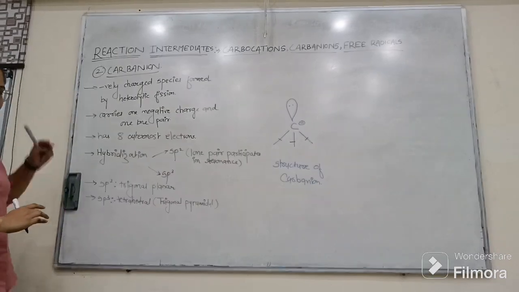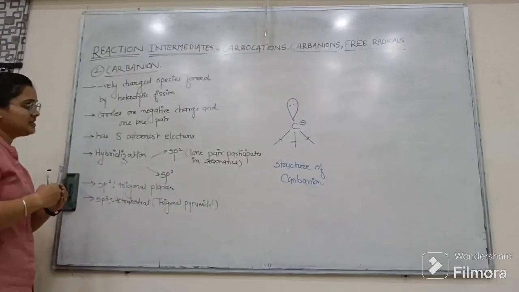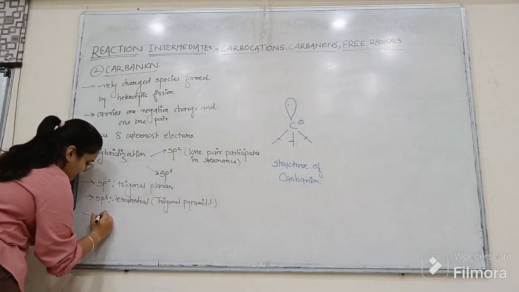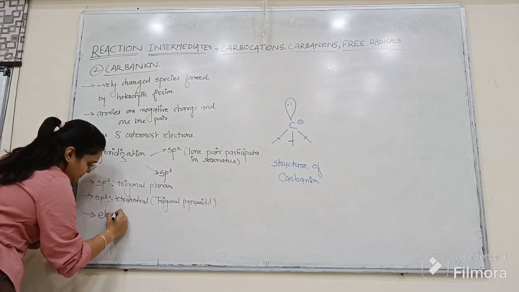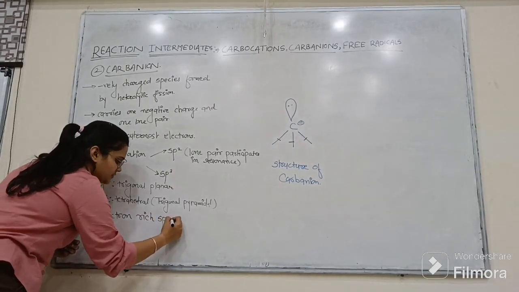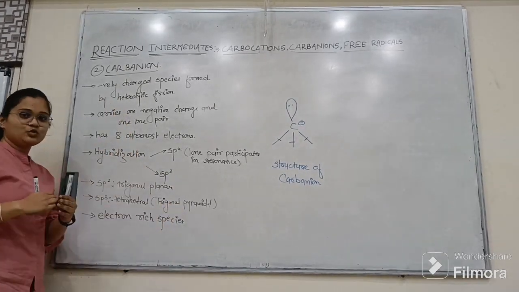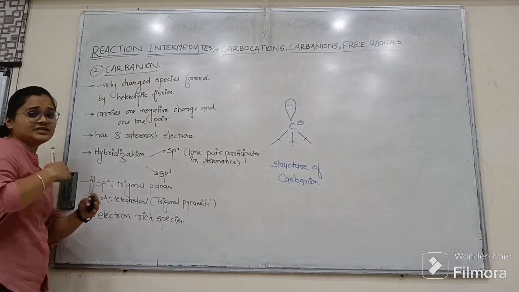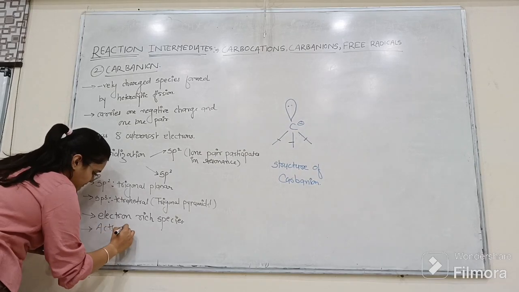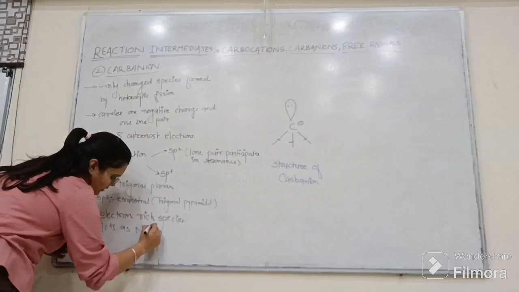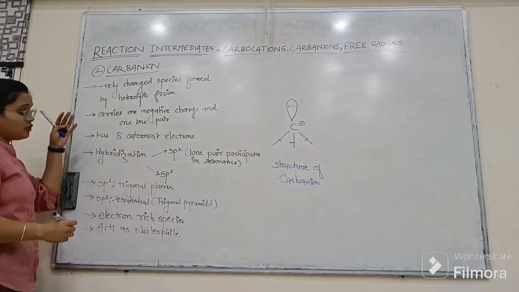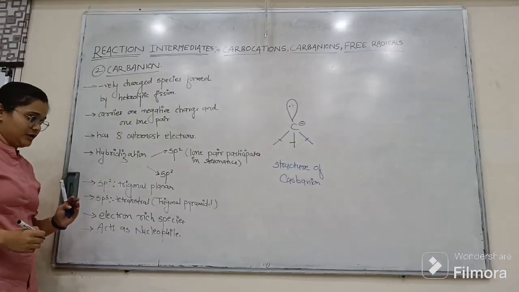Furthermore, carbanion is an electron-rich species. Why is it electron-rich? As it carries one negative charge. So it will have affinity towards electrophiles and acts as a nucleophile. These are the characteristic features of carbanion.